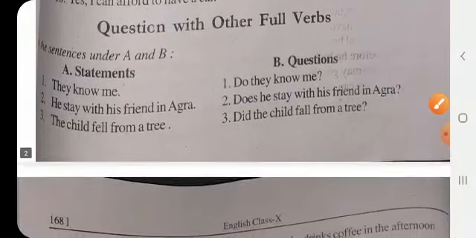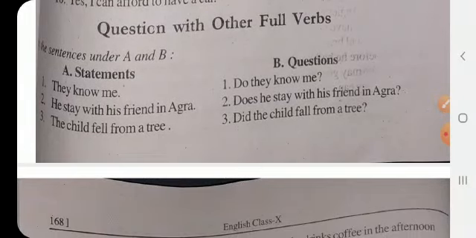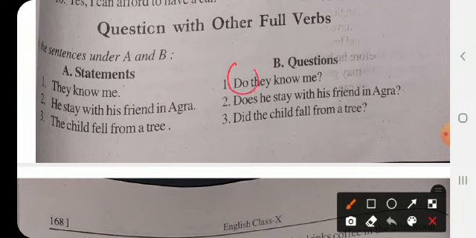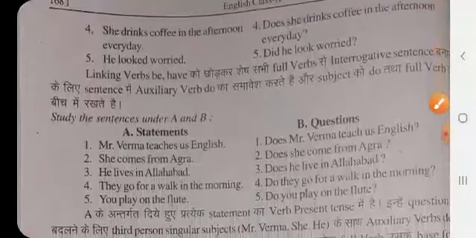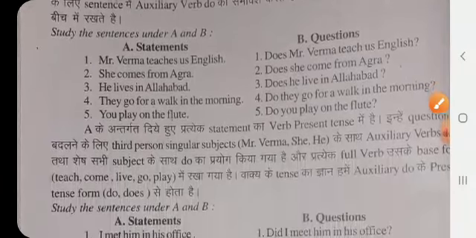Now coming on to questions with other full verbs, like they know me. Do they know me? So we are adding what? We are adding an auxiliary verb, do, with it. Another one: he stays with his friend in Agra. Does he stay with his friend in Agra? So this is how, when we add the auxiliary verbs, we can make a questioning sentence or interrogative sentence.